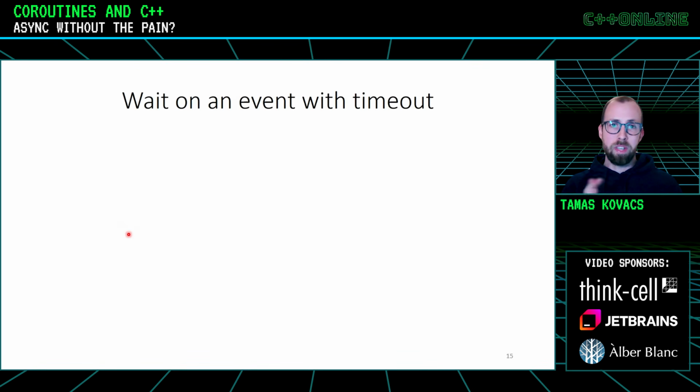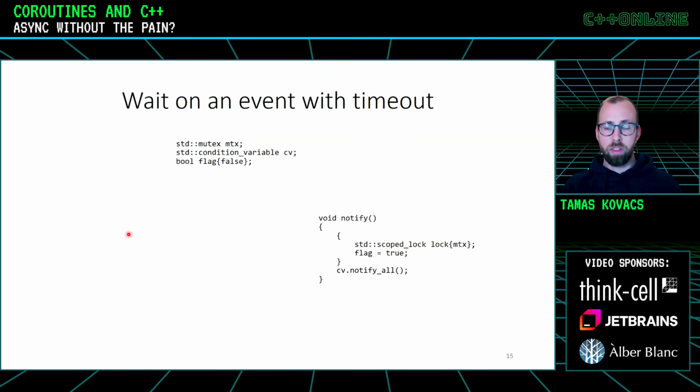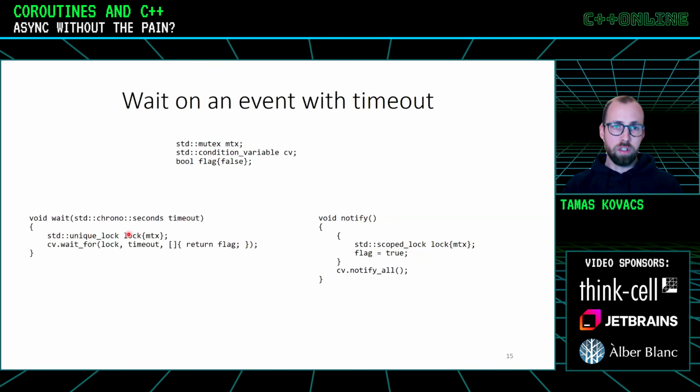What about, let's mix it up a little bit. So we want to have an event. This is our goal, this is our task, but we also want to add a timeout for this event. This is going to be a usual blocking solution, but we need to have a condition variable for this now. With a flag, with a mutex, with everything which belongs to this pattern. So we have a notify, and this is our wait function.